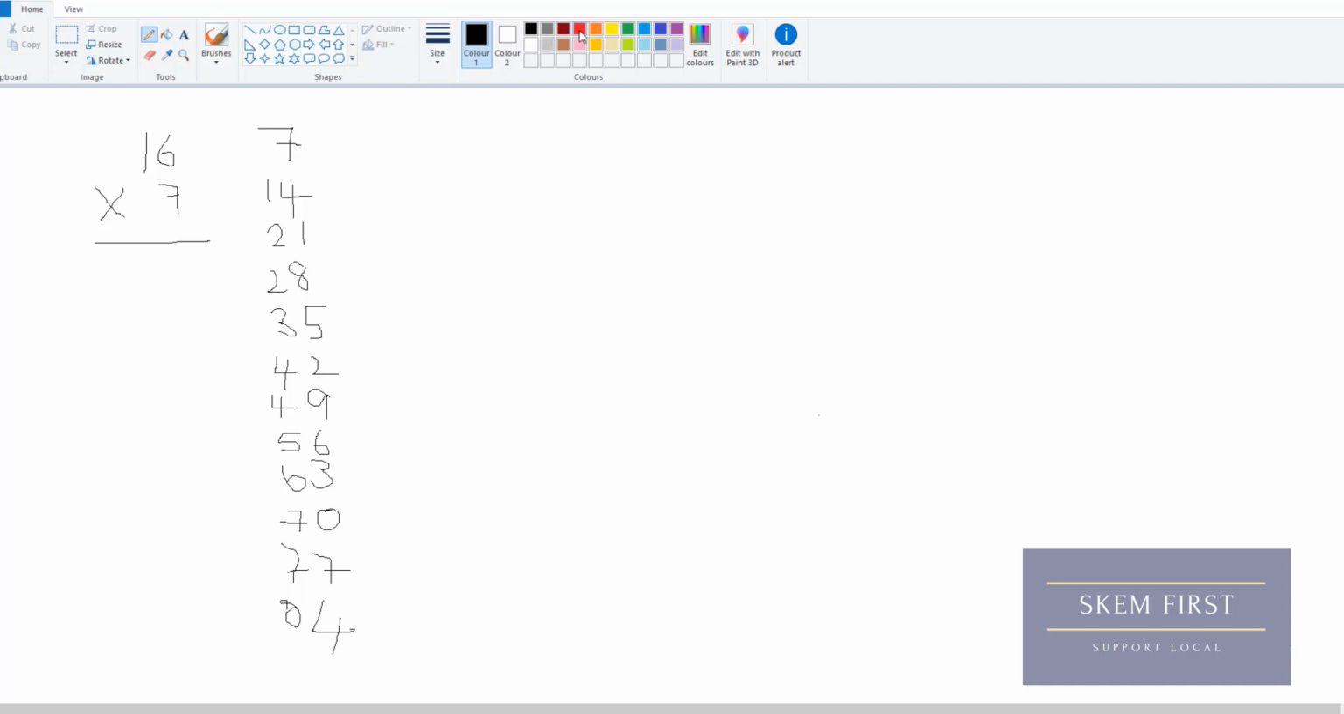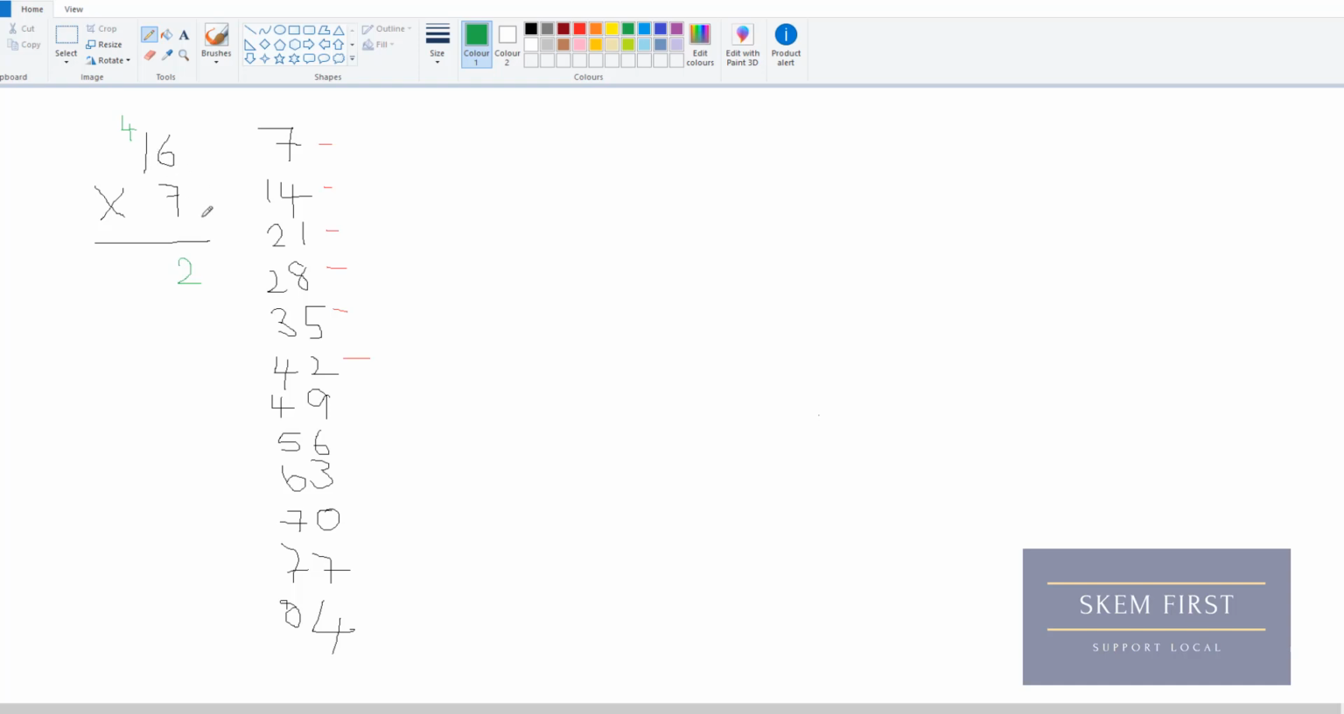So all I need to do is just count 6 lots of 7. So 1, 2, 3, 4, 5, 6. 6 times 7 is 42. So what I need to do is put my answer in here. I'll put the 2 at the bottom, and then with the 4 for the 42, I'm going to add that to the tens column at the top here. There's our answer, 42.